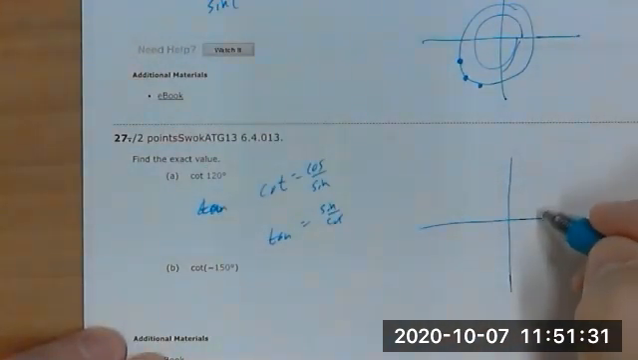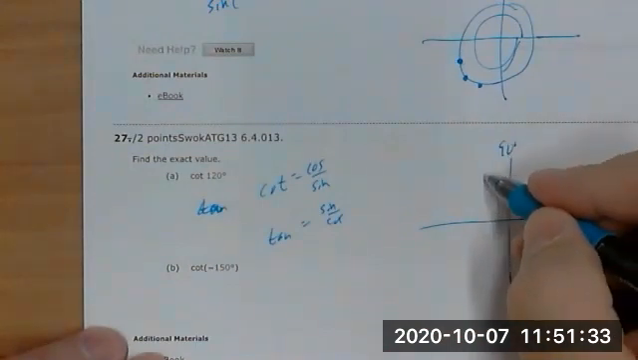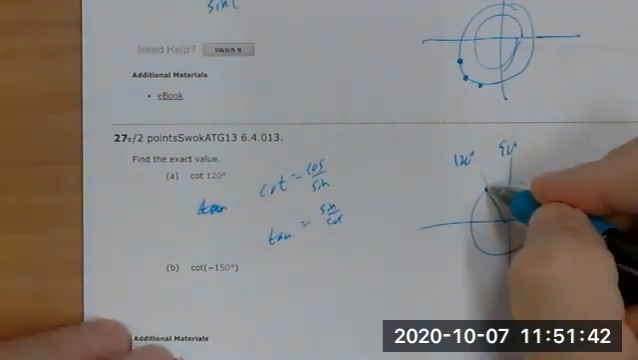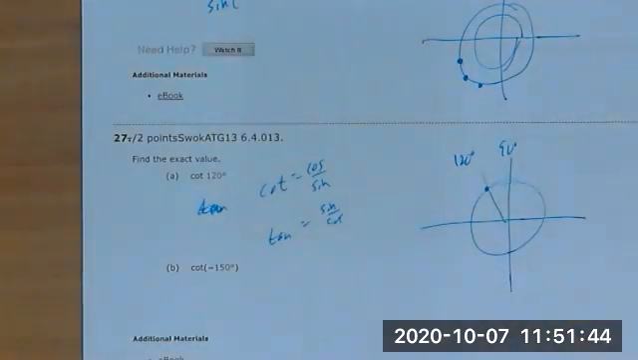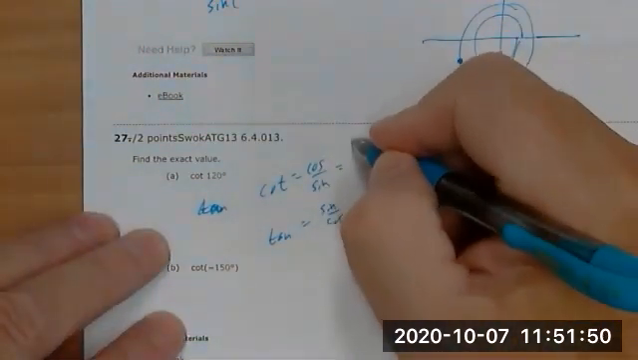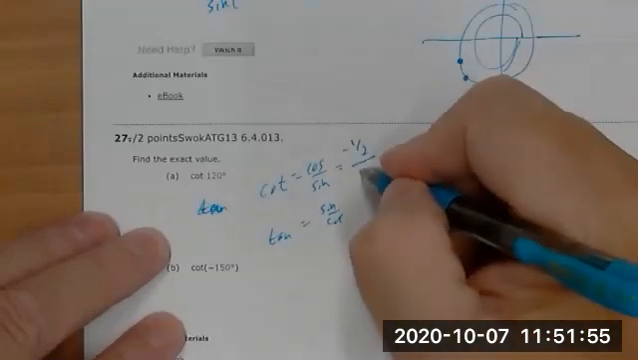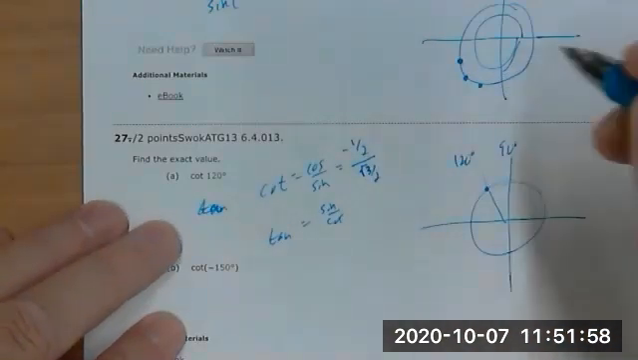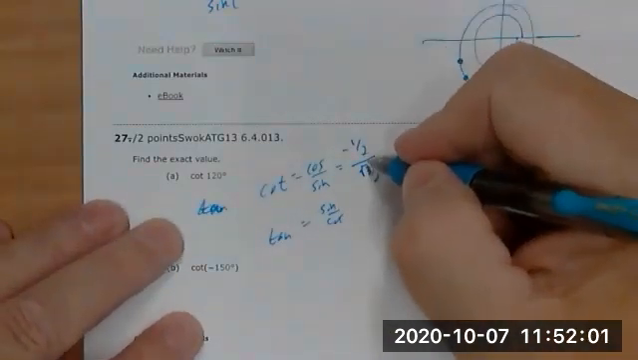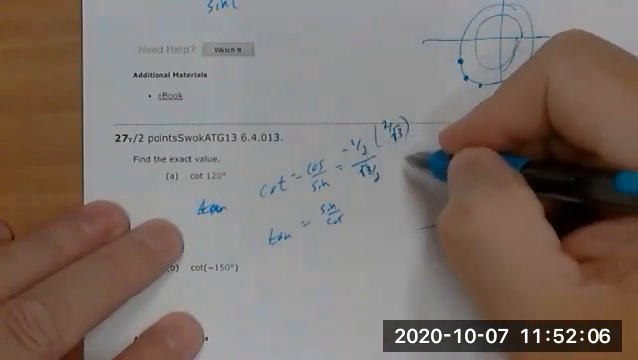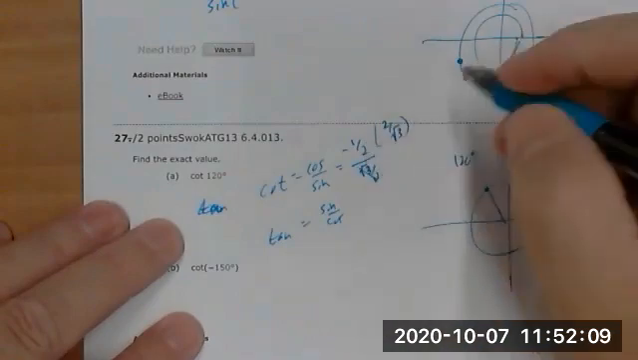Let me go find 120. So 90's here, 120. It's one of these special angles. This point here is x is 1/2, y is square root of 3 over 2. So x is like cosine, except it's negative over here. Y is like the sine, square root of 3 over 2. To simplify this, you flip the denominator and multiply. 2's cancel out.